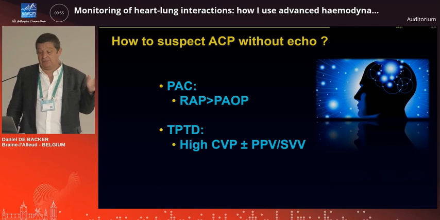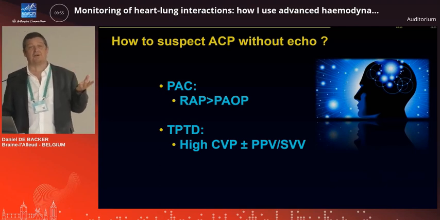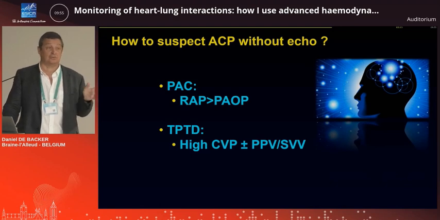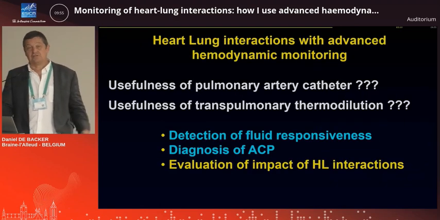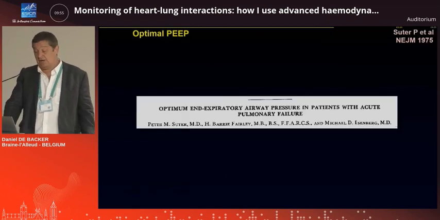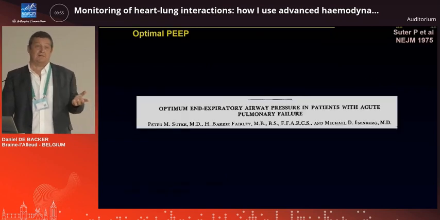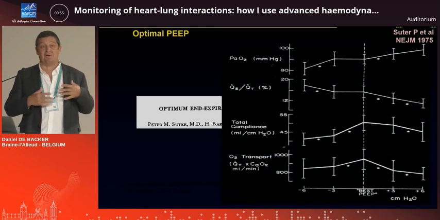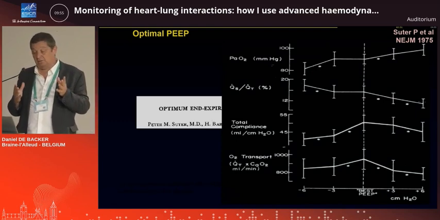It's the high CVP together with some pulse pressure or stroke volume variation that help us to suspect it, and of course it's good in these conditions to do the echo to confirm it. The most important aspect is perhaps to look at the impact of the heart-lung interactions. And for this, of course, again, this paper, an essential paper in the literature of Peter Suter, where indeed they looked at the impact of PEEP on cardiac output.